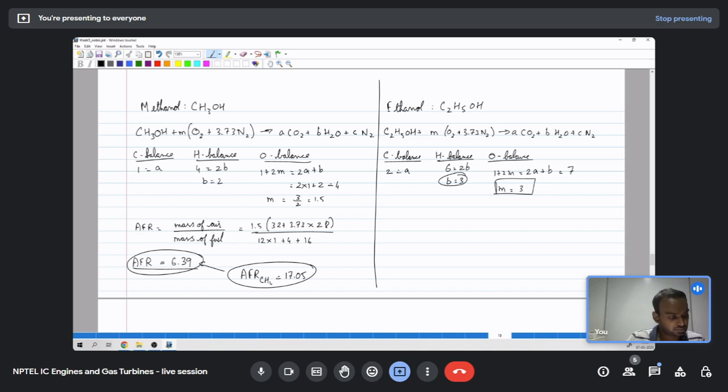Please correct me if I am wrong somewhere. Now for the air-fuel ratio, I have 3 times 32 plus 3.73 into 28 divided by the molecular weight of the fuel. For the fuel we have 2 carbon atoms, so that corresponds to 2 into 12 for the molecular weight, and then I have 6 hydrogen atoms, so that is 6 into 1, plus 1 oxygen atom, that is 1 into 16.